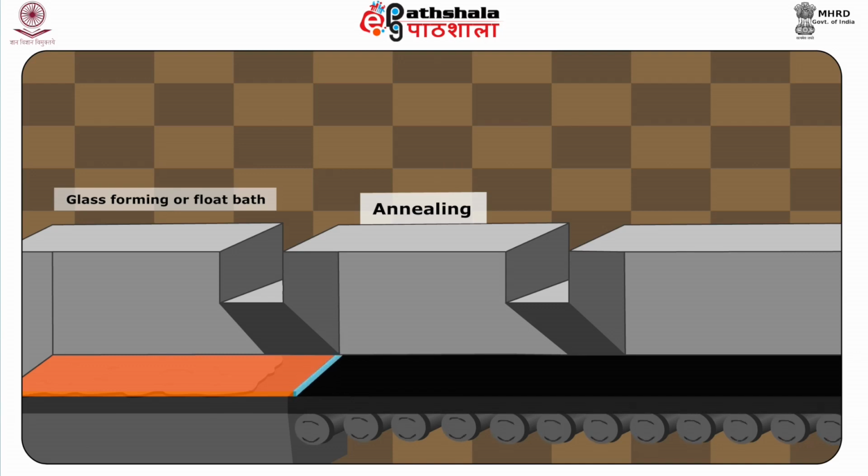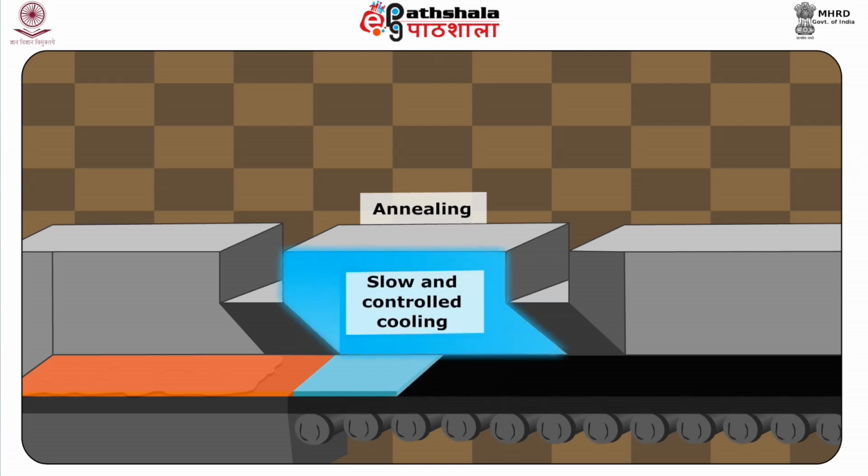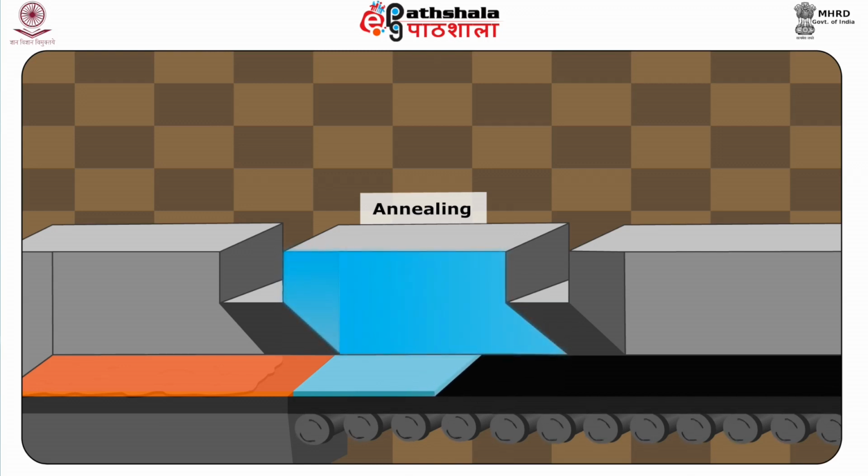Annealing is the step that follows the float bath. Although glass contracts on cooling like other materials, due to its low thermal conductivity it does not cool uniformly, which can produce uncontrolled stress in the glass and can break it. This undesirable stress can be avoided by slow and controlled cooling, which is the annealing process. Annealing is carried out in a part called the lehr, through which the glass passes on a slow moving conveyor.